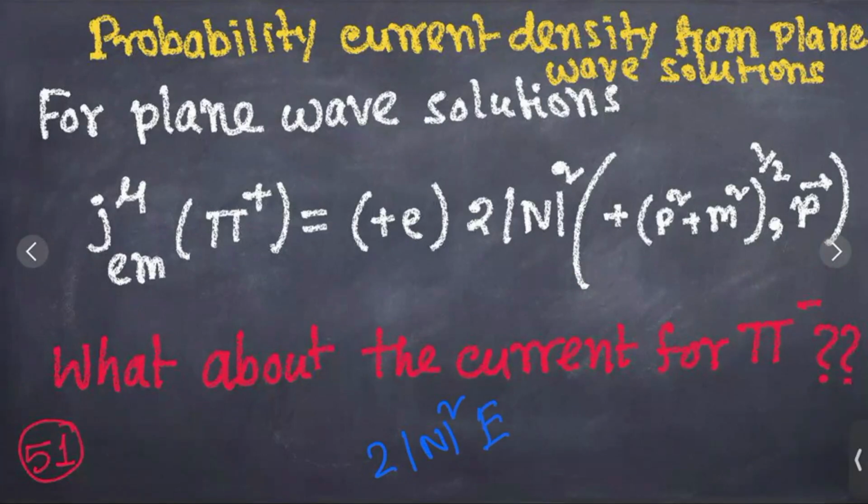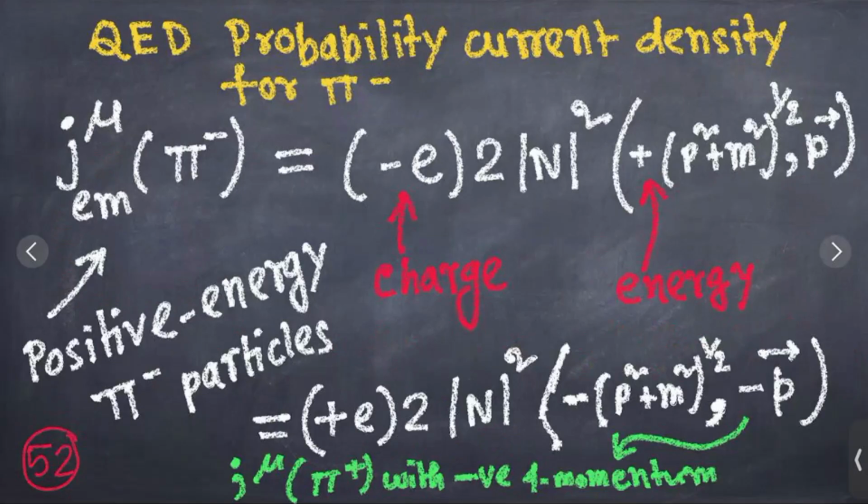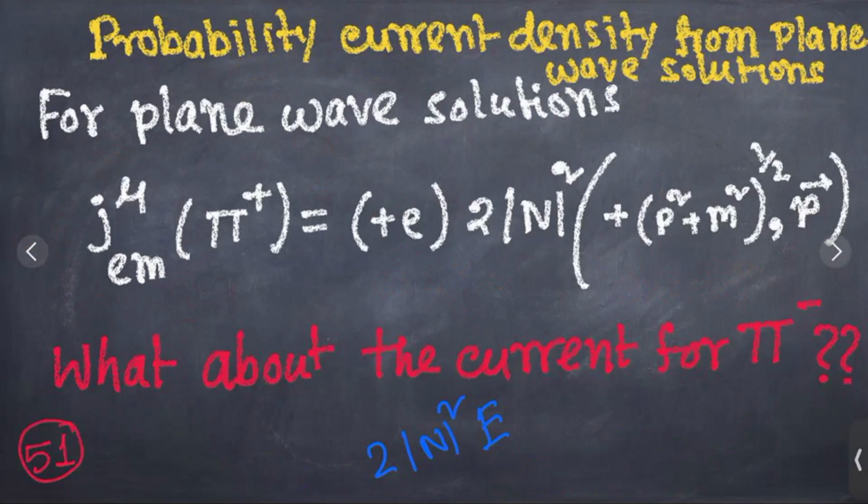So the probability current density for pions, or pi plus, will be the charge times this rho. If I know the momentum of the particle and the energy, I can write down the probability current density. So this is for the pi plus. That's why this Feynman diagram is so easy: you don't need to redo the calculation to get the probability current density for pi minus. If you know it for pi plus, you can also get it for pi minus. You just need to change the charge.